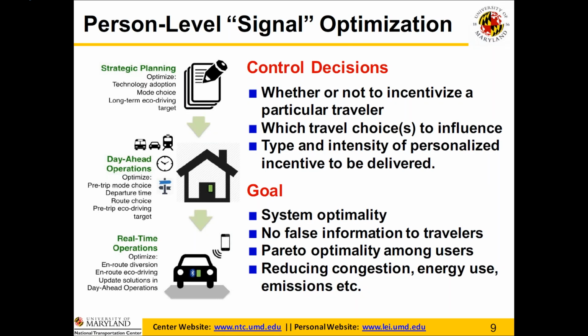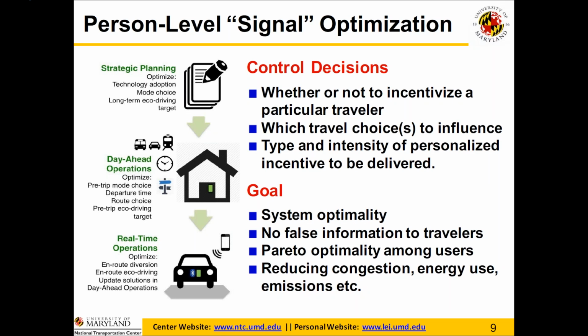The control decisions are very different in this kind of modeling environment. We no longer control signals or decide how much price I charge everybody to use that HOT lane or express toll lane. The decisions we make are, hey, whether or not to incentivize or inform a particular traveler out of the 8 million travelers in the Washington, D.C., Baltimore area, for instance.